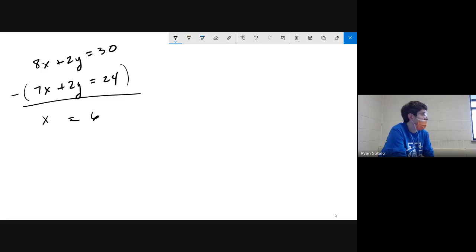So once we know that x is 6, are you guys okay with that, what we just did here? All right. Once we have that x is 6, you can plug it into one of the other equations. So I'm just plugging in 6 for x now.